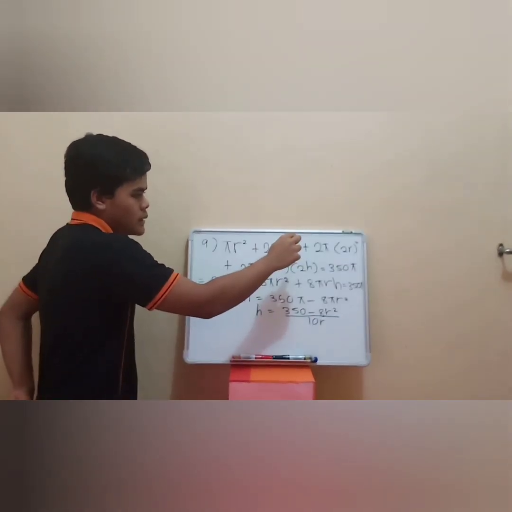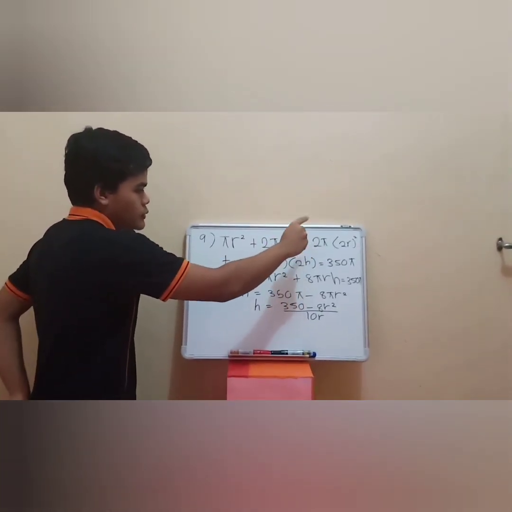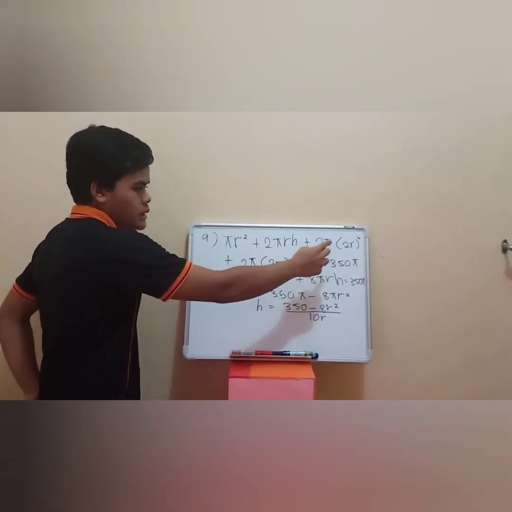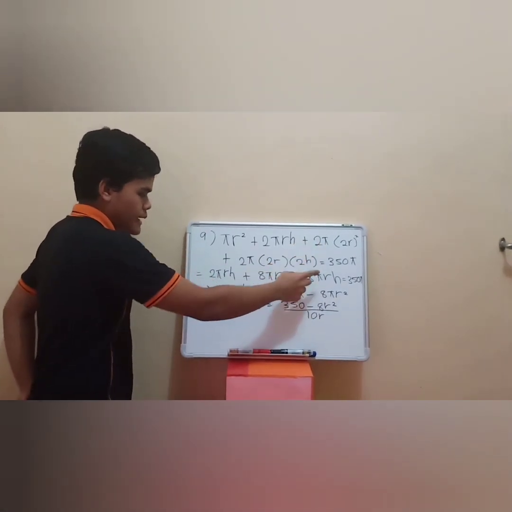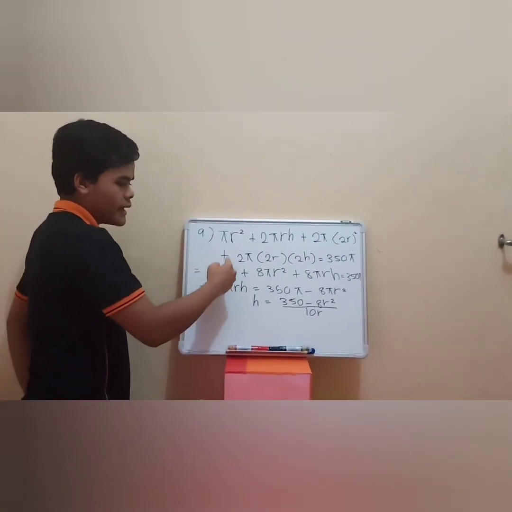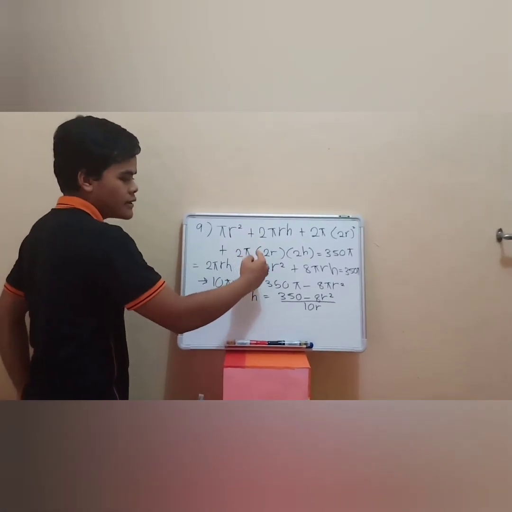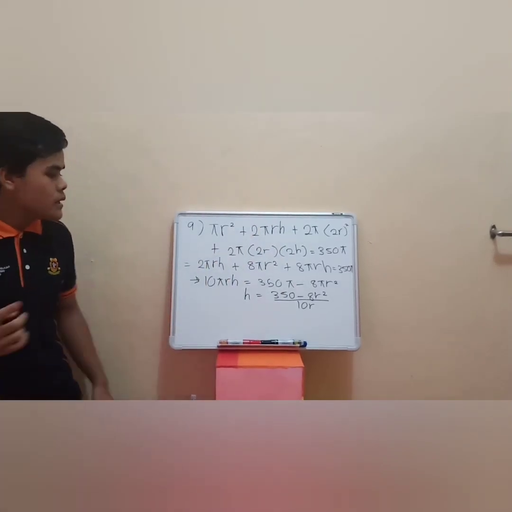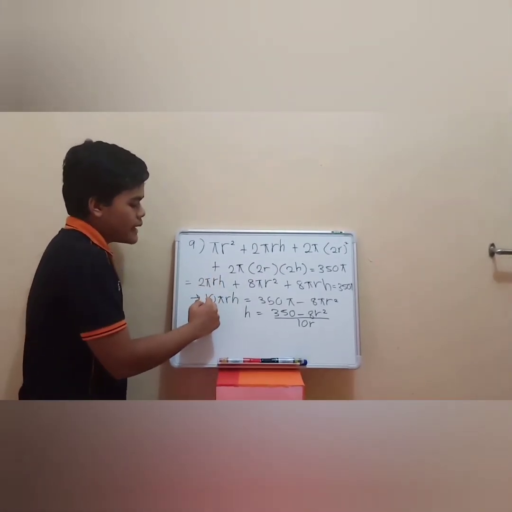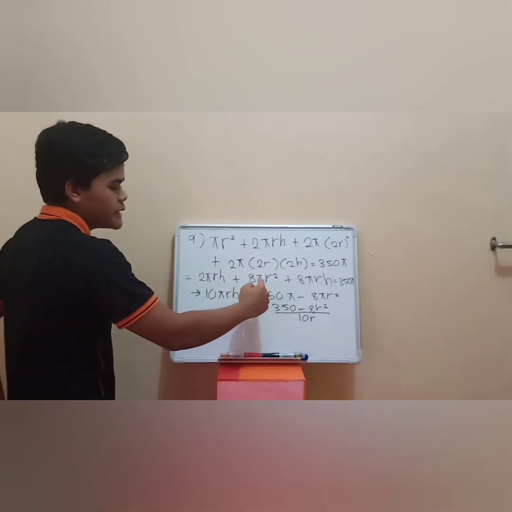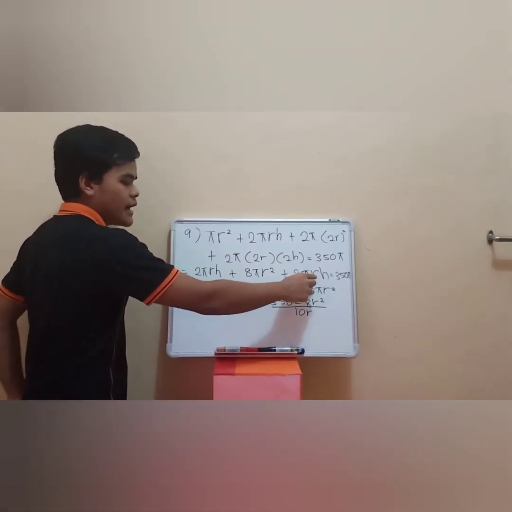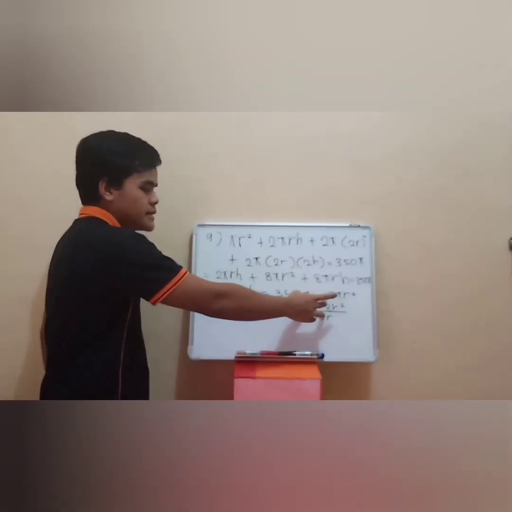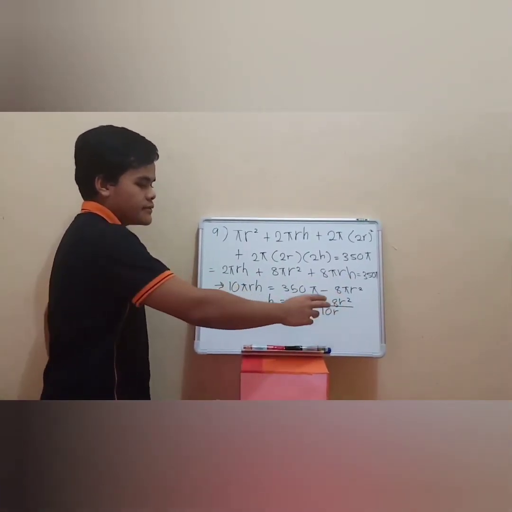Plus 2 pi times 2r squared plus 2 pi times 2r times 2h equal to 315 pi. So here it will be 2 pi rh plus 8 pi r squared plus 8 pi rh equal to 315 pi. So 10 pi rh equals 315 pi minus 8 pi r squared. So h is equal to 315 minus 8r squared over 10r. So that's all.